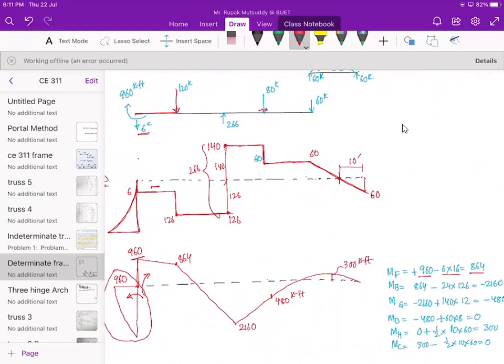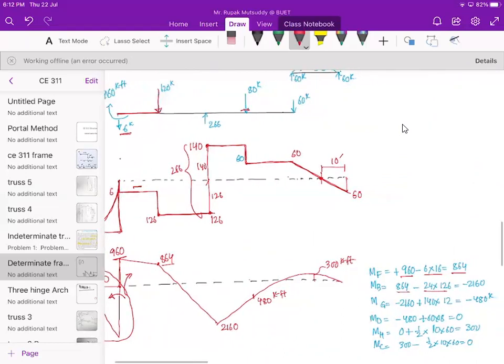At point B, 864 minus 126 times 24. So this is 2160. It's a negative moment. At G, this is positive. So 2160 plus 140 times 12. So it's 480. It's still negative.